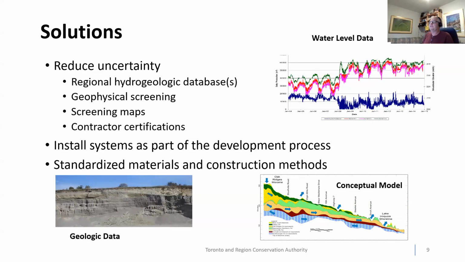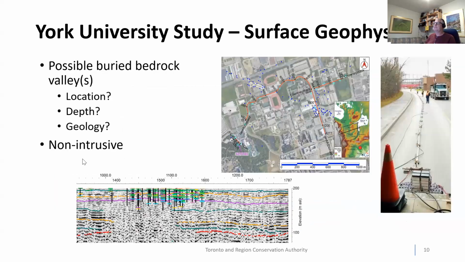And in terms of installations, of course, contractor certifications will obviously help in ensuring that we have quality installations that don't impact our groundwater systems. And the other 2 points, installing systems as part of the development process, getting them in early as opposed to waiting until everything else is in, can help avoid some of the other infrastructure interferences that we've seen. And standardized materials and construction methods can hopefully bring the costs down over time.